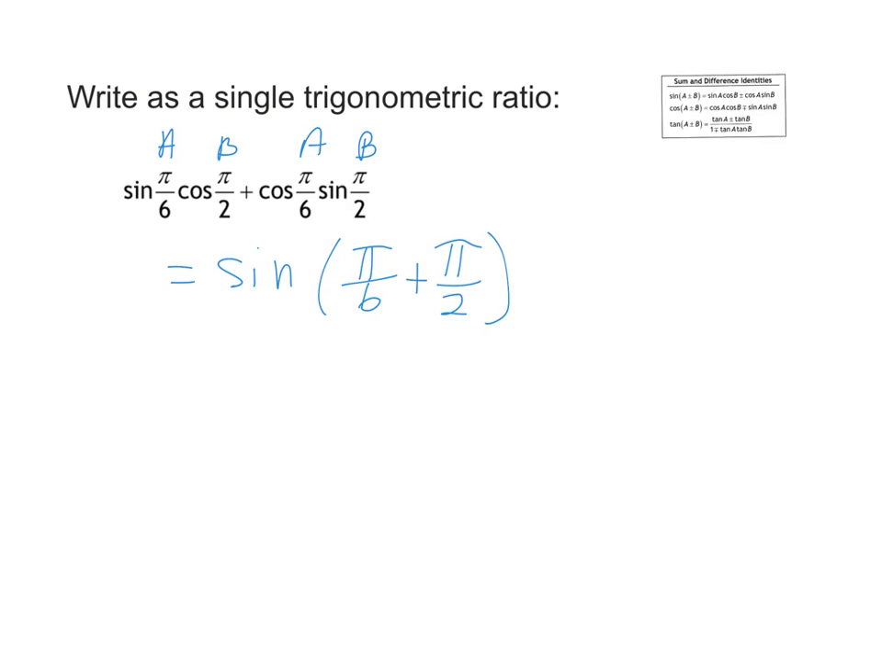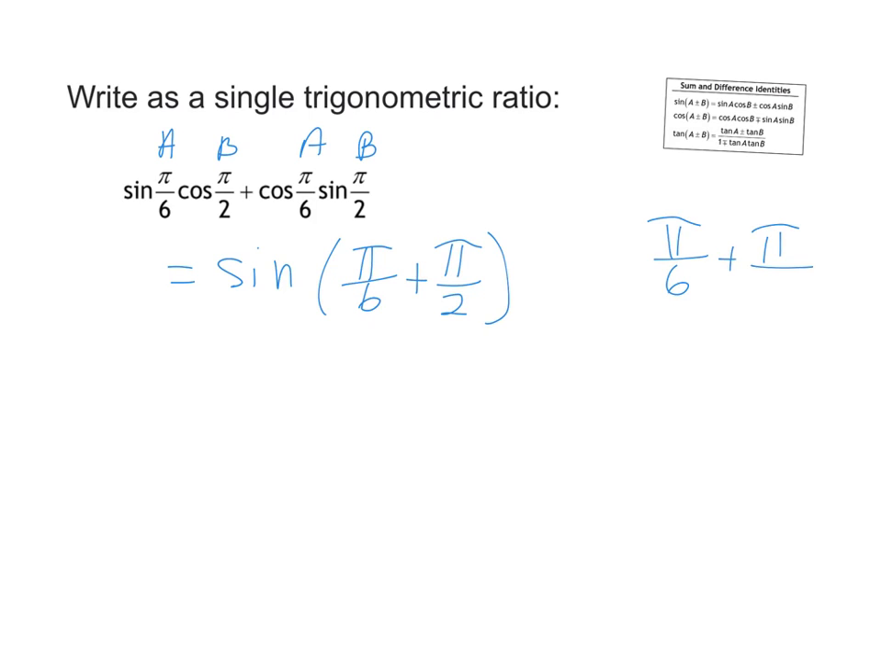Get that out of there. So now that is a single trig ratio, but we should simplify it. Pi over 6 plus pi over 2. What's that equal to? Anybody know? Pi over 6 plus pi over 2? I'll just do it over here, if you can't do it in your head.